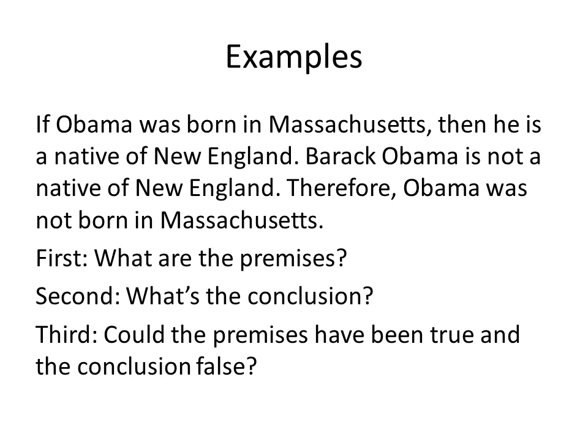All right, and here's our last example. If Obama was born in Massachusetts, then he's a native of New England. Barack Obama is not a native of New England. Therefore, Obama was not born in Massachusetts. Okay, so what are the premises? What's the conclusion? And could the premises have been true and the conclusion false at the same time?